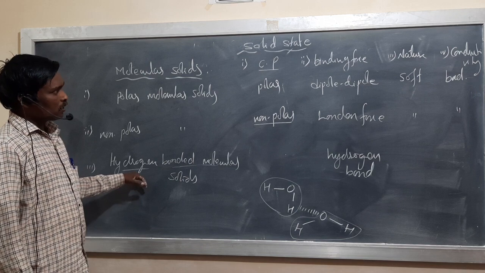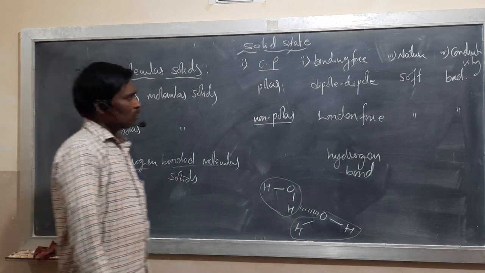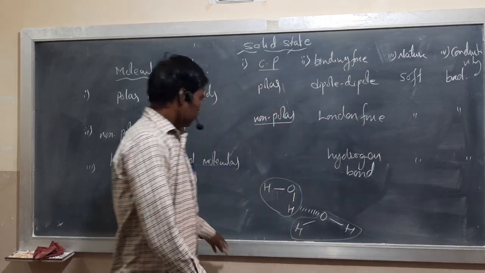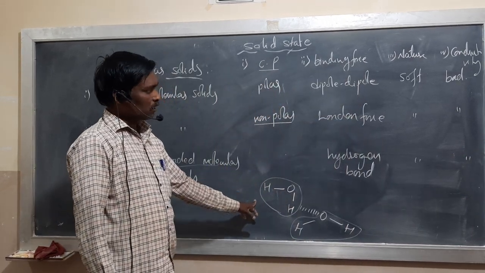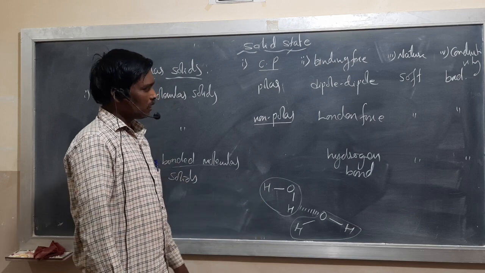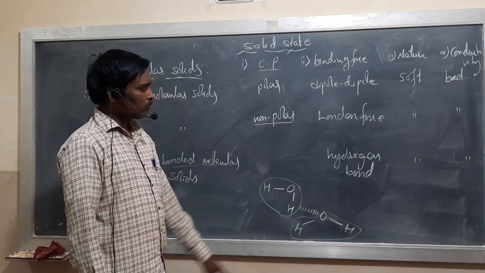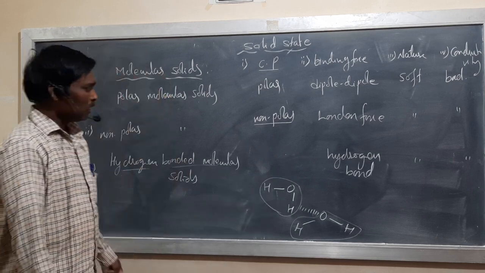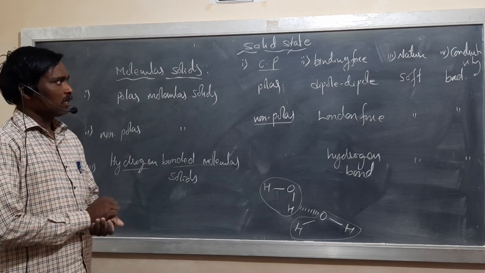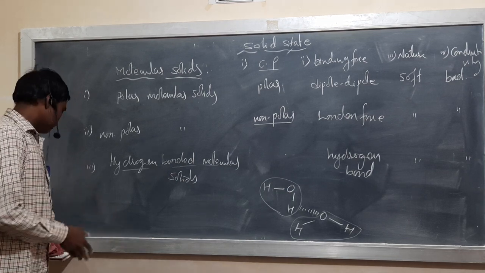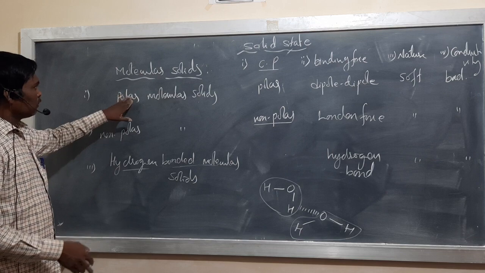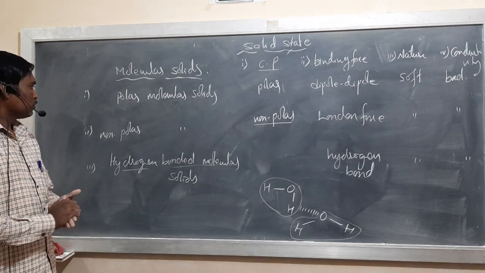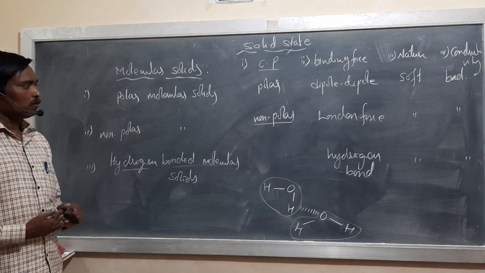The nature of these compounds is that they are also soft and they are also bad conductors. These solids are soft because at room temperature they are in liquid state. They are bad conductors because there are no free electrons available to carry electricity. So these are the few differences between the different types of solids: polar molecular solids, non-polar molecular solids, and hydrogen bonded molecular solids.